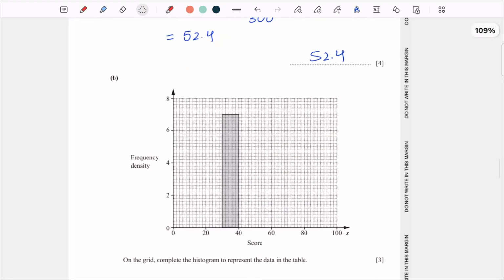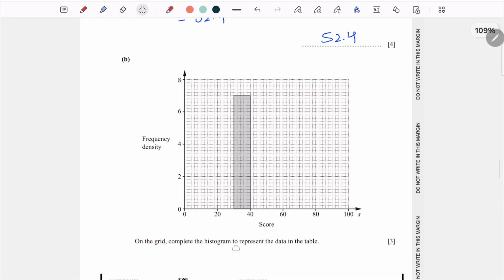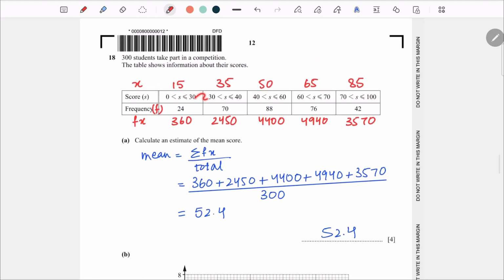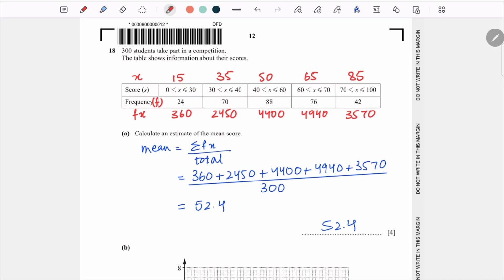Now part B states, on the grid complete the histogram to represent the data in the table. So frequency density is on the y-axis, score is on the x-axis. Frequency density, the formula is, it's basically equal to frequency divided by class width. Class width is basically the difference between these two intervals. The difference between 0 and 30 will be the class width, between 30 and 40, and so on.